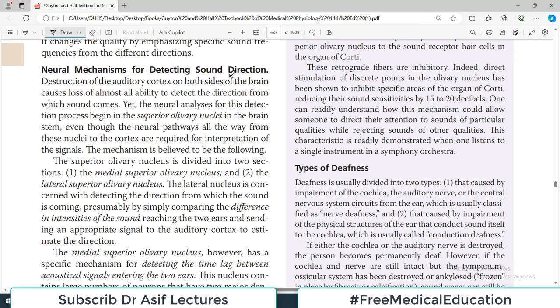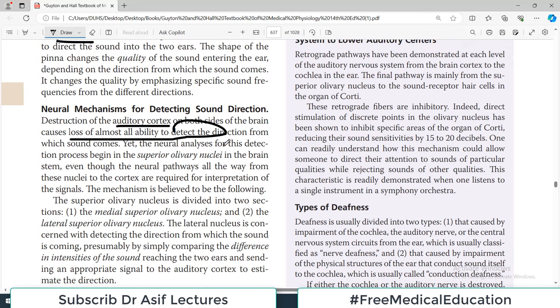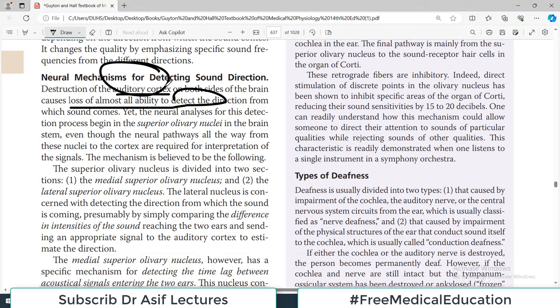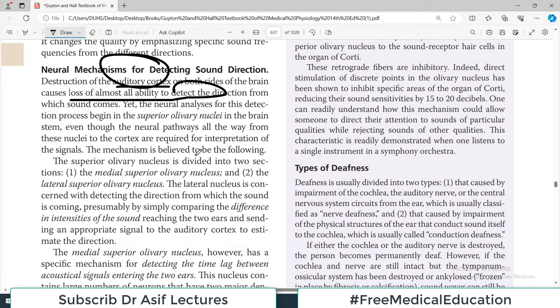Neural mechanisms for detecting sound direction. Destruction of the auditory cortex, obviously in the experimental animals, on both sides of the brain causes loss of almost all the ability to detect the direction. Ab yahan phir ye mujhe ye bata rahe hain ki primary auditory cortex sound ki direction determine karne mein important hai. Simple concept, okay? The mechanism is believed to be the following.